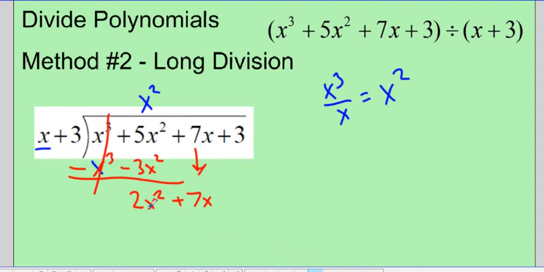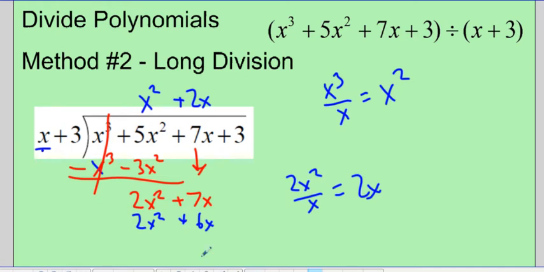So 2x squared divided by that x is going to equal 2x. So I have 2x coming up right here. And 2x times x is 2x squared, and 2x times 3 is 6x. But I'm subtracting both of those, so I subtract and subtract. 2x squared cancels, and 7 minus 6 is just 1x. And I'll drop down that 3, so plus 3.